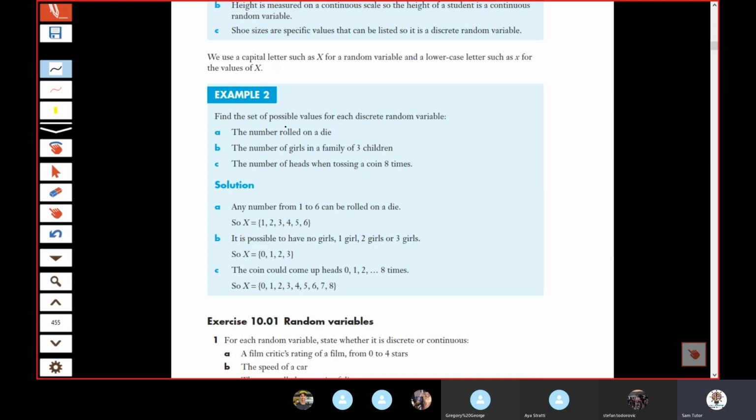You have to learn how to write the set of possible values for each discrete random variable. Very easy. The number rolled on a die would be any number from 1 to 6. So you could write X, all the elements from 1 to 6, inclusive. Find the number of girls in a family of 3 children. You could have no girls, 1 girl, 2 girls, or 3 girls. You could write the set as X is 0, 1, 2, or 3.